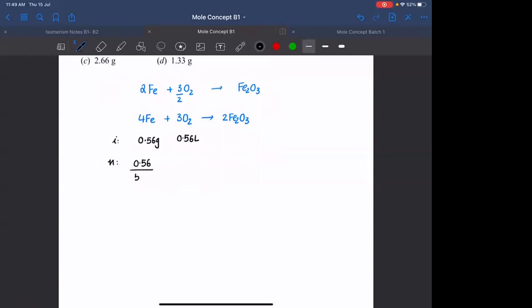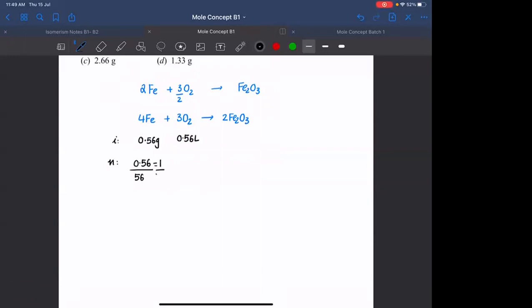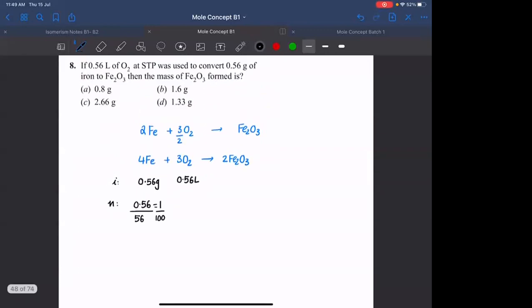0.56 divided by iron's 56 gram per mole, which is equal to how much? 1/100, 0.01, right? Okay, 0.01 mole. 0.56 liters means how many moles? 22.4 liters means 1 mole at STP. Agreed? So 0.56 liters means how many moles?